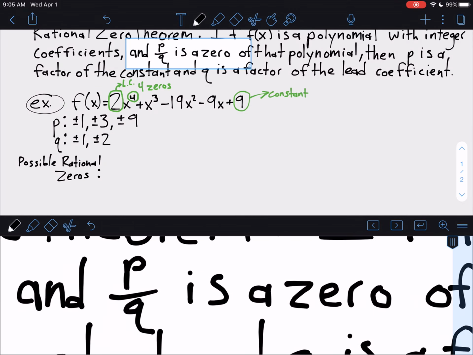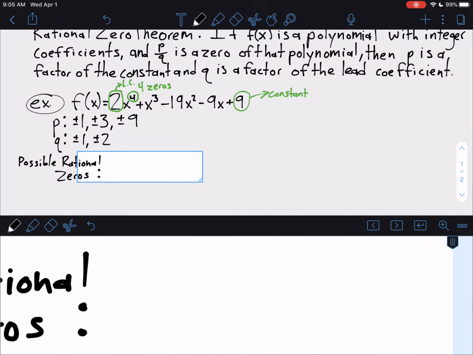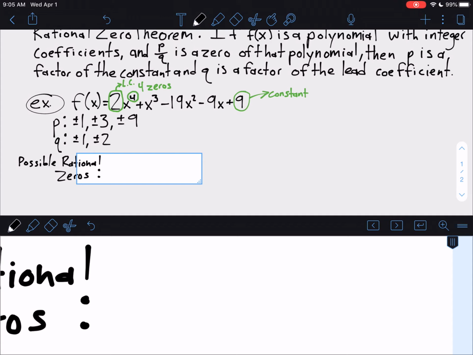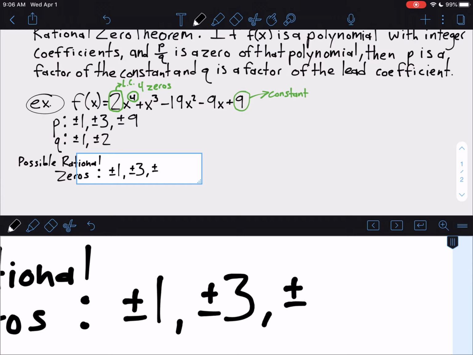So yeah, I'm taking P over Q because I took the 1 from P, the 1 from Q, positive or negative 1, sorry. And now I'm going to take the 3 from the P and the 1 from the Q. So 3 over 1, that's going to give me 3. Next thing, I'll take the 9 from P and the 1 from Q. So that gives me positive or negative 9.